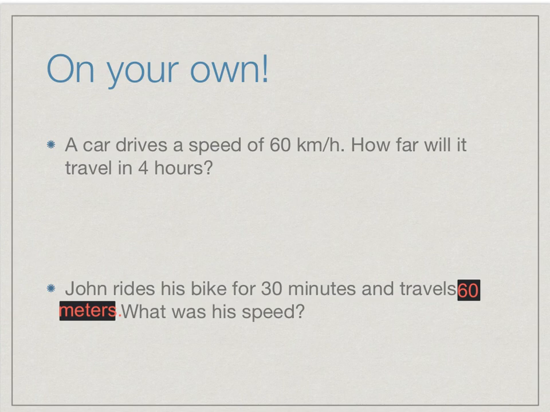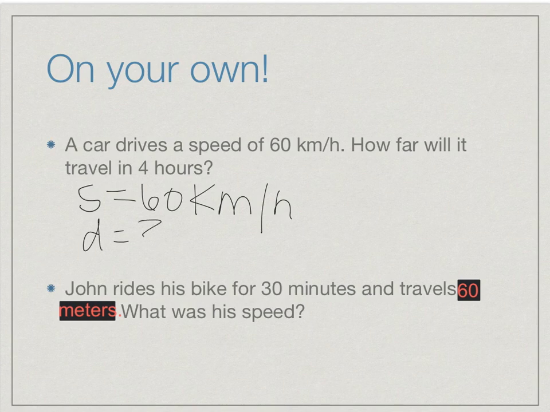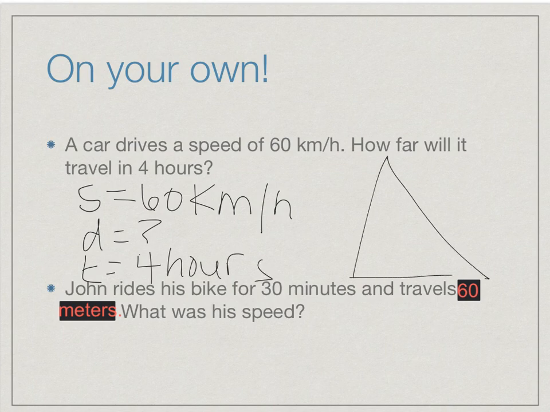A car drives at a speed of 60 kilometers per hour. How far will it travel in 4 hours? The first thing I'm going to do is pull out the speed, distance, and time. So our speed in this problem is 60 kilometers per hour. Our distance is unknown, and our time is 4 hours. So if I draw my speed triangle, the distance is unknown at the top there. Our speed is 60, and our time is 4.